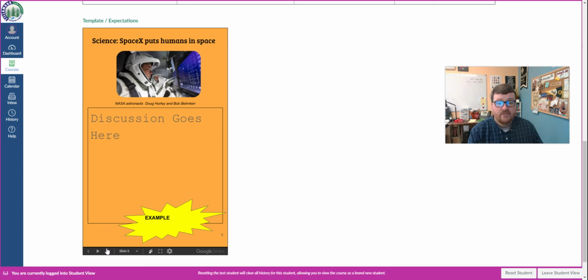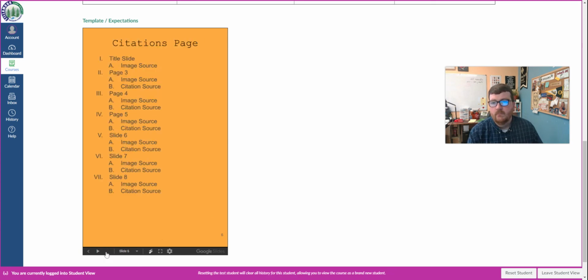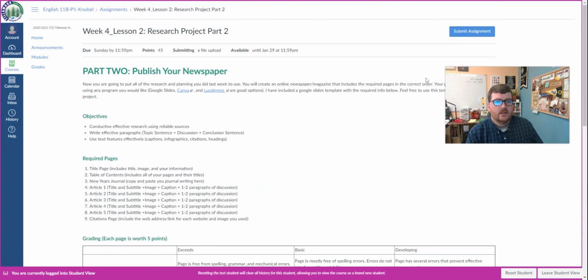And then you're going to have 5 of those articles. And then some sort of citations page, which at this point is just a link to the image, to the website that the image came from maybe, or a link to the article that you were referencing. You're going to put all that together however makes sense to you, and then submit this document here up at the Submit Assignment button.